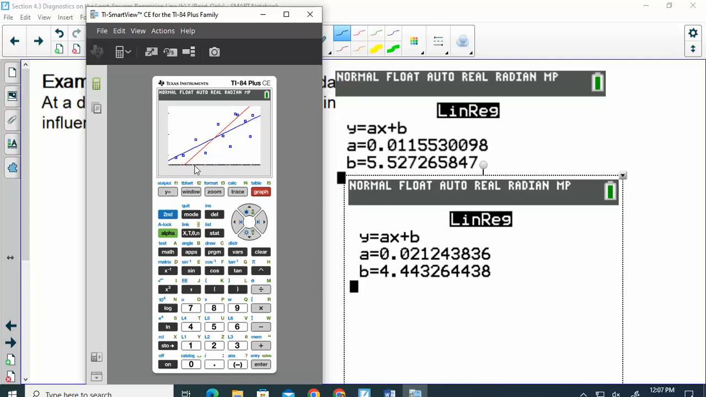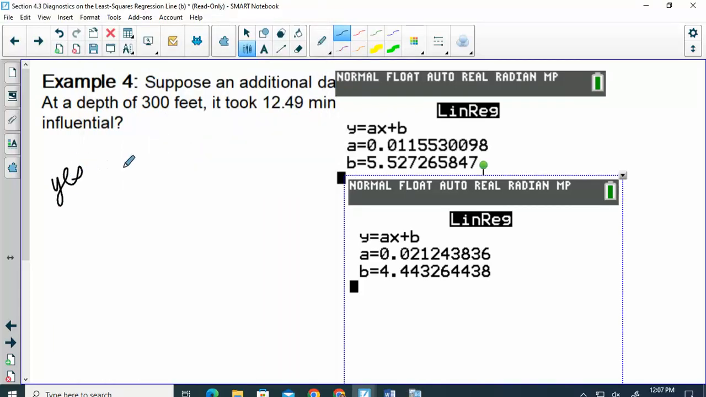So you could have just looked at the residuals, checked to see if it was an outlier, but I think it's a little more obvious if we actually look. What does that new point do to our regression line? Does it significantly change it? And it did, so it was influential. Questions?